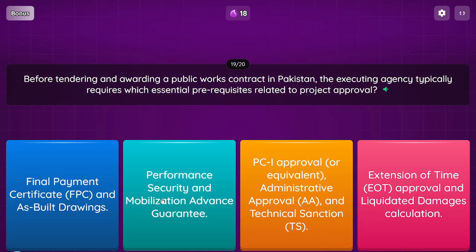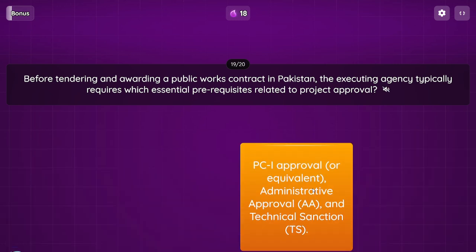Question: before tendering and awarding a public works contract in Pakistan, the executing agency typically requires which essential prerequisites related to project approval? Option 1, final payment certificate, FPC, and as-built drawings. Option 2, performance security and mobilization advance guarantee. Option 3, PC-I approval, or equivalent, administrative approval, AA, and technical sanction, TS. Option 4, extension of time, EOT, approval and liquidated damages calculation.